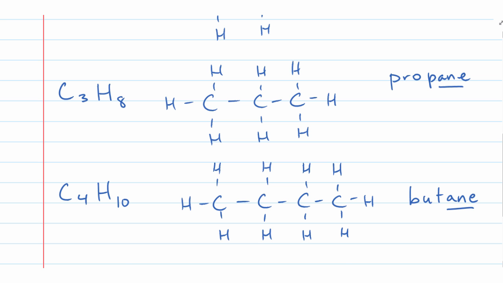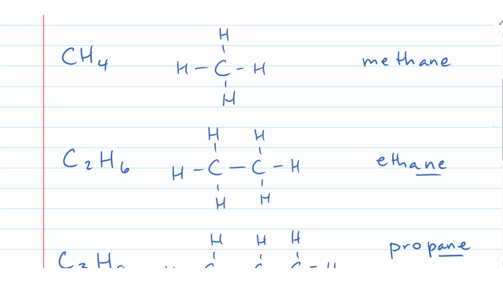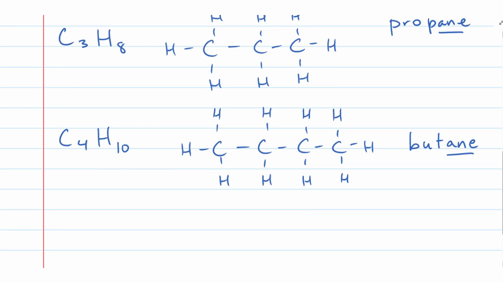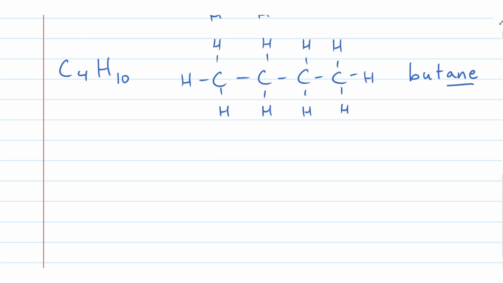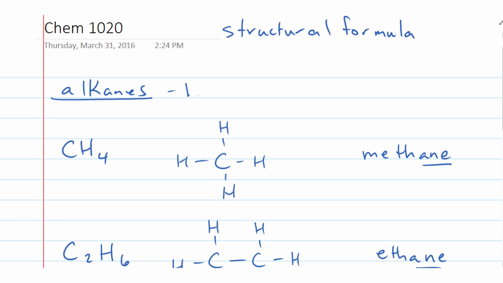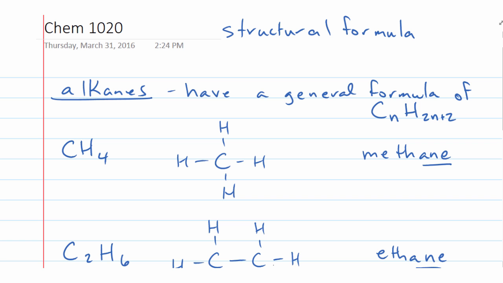Notice again that one of the things that all of the alkanes here have in common is that they have an A-N-E suffix. Now we could keep going on with the number of carbons and hydrogens, but there's actually a general formula here. We say that these have a general formula of CnH2n plus 2. Which means if we know the number of carbon atoms, the number of hydrogens is 2 times that number plus 2 more.